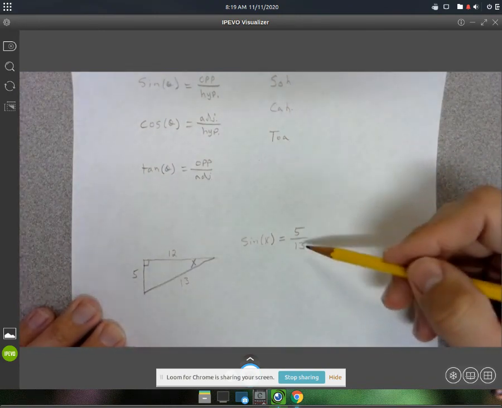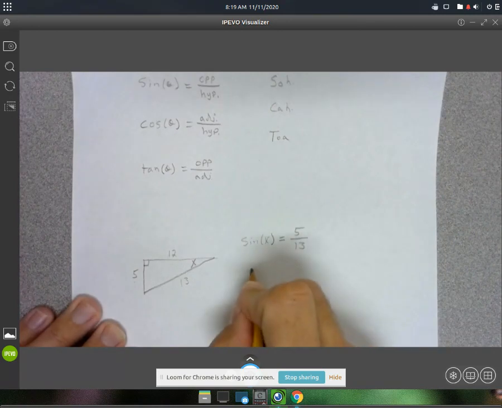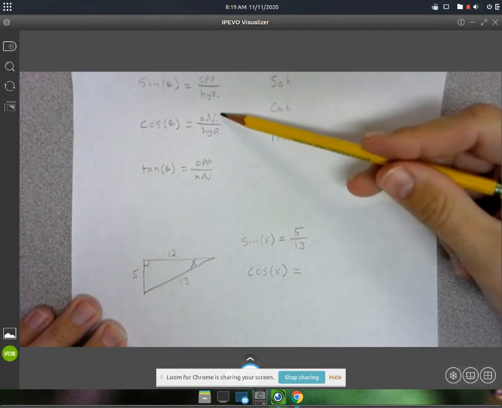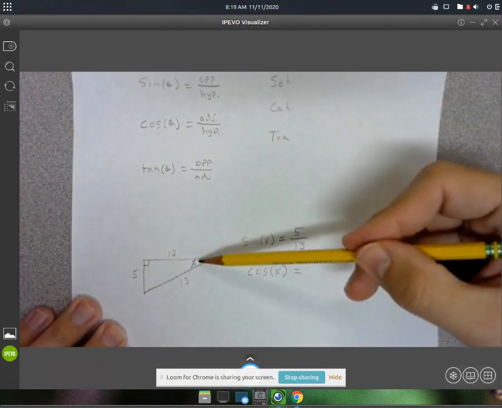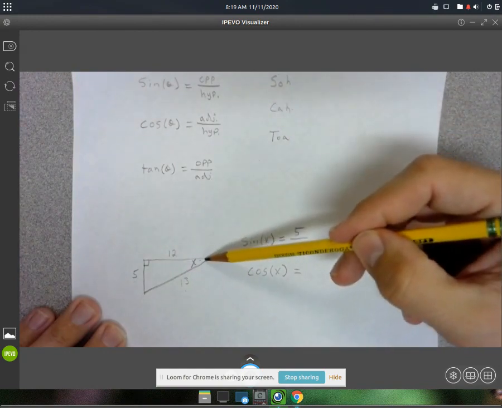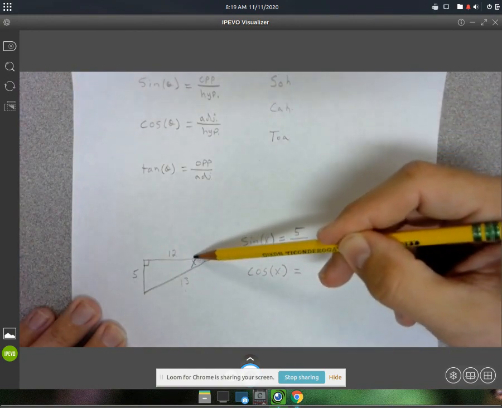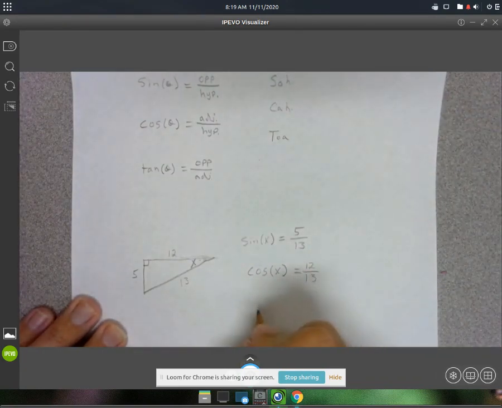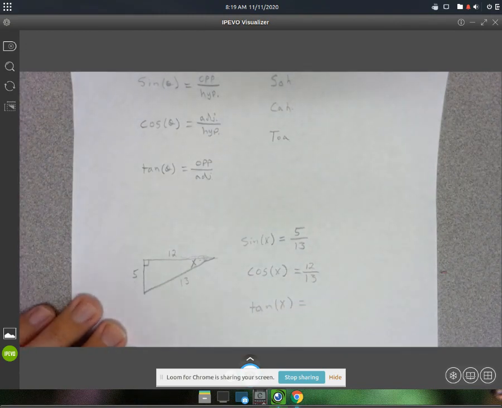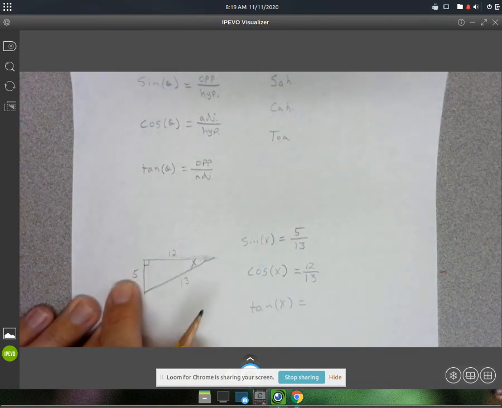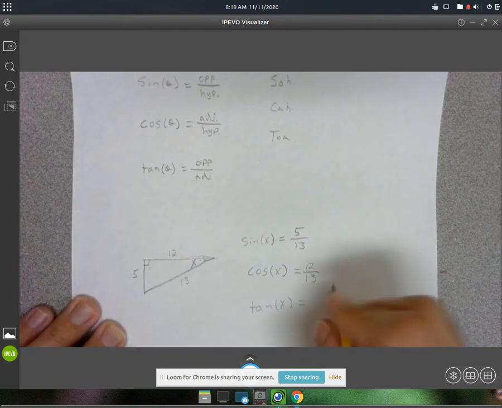It's just a fraction. And cosine of x is going to be adjacent over the hypotenuse. From x, the side adjacent to that would be the 12, because it's the side that's connected to that angle. So 12 over 13. And then tangent of x would be opposite over adjacent, so that's going to be 5 over 12.